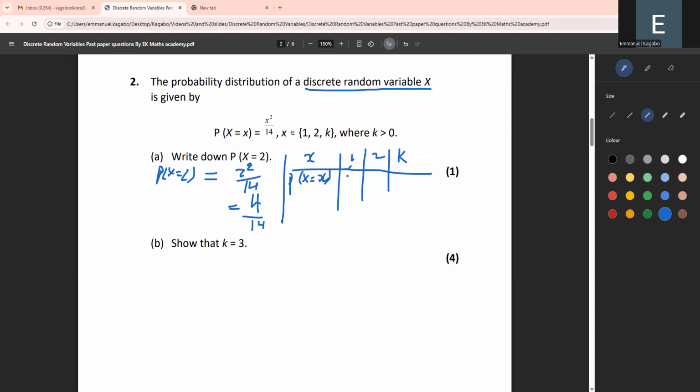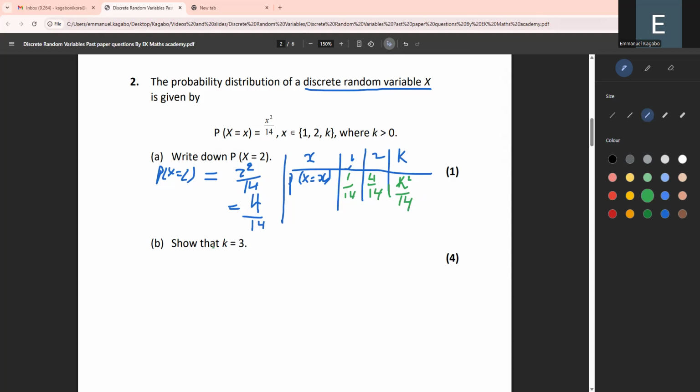So 1 squared is 1 out of 14. So it should be 1 out of 14. Okay, good. Now, 2 squared is 4 out of 14. Now, what's the probability here now? It will be k squared out of 14. Altogether, guys? Very good.